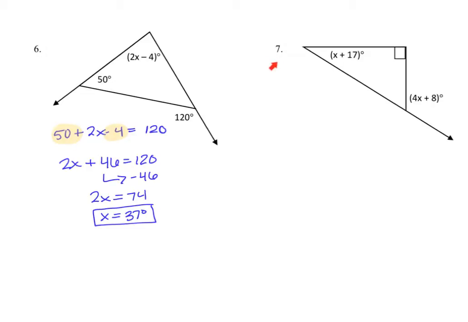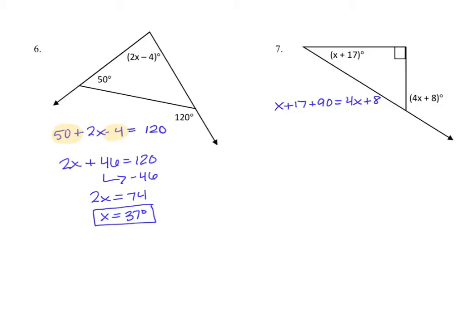Let's take a look at number 7. Of these angles given, which represents the exterior angle? If your two remote angles are the x plus 17 and the 90, that makes the 4x plus 8 the exterior angle. So we will want to add the x plus 17 plus the 90 is equal to my exterior angle of 4x plus 8.